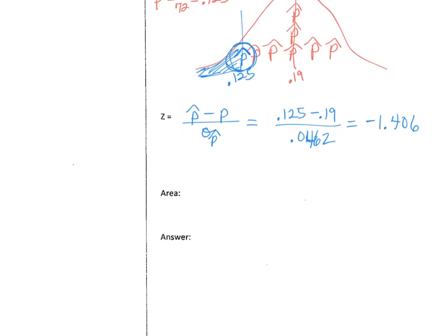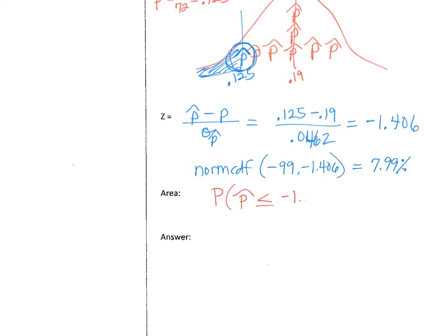So let's go ahead and get our area. To get our area, we're going to norm CDF from negative 99 up to this negative 1.406, and that is somewhere around 7.99%. And so we're going to then give our answer. The probability that I get a p-hat that is less than, actually it could be equal to, but when we do normal models, we don't quibble about this little equal to. It's so slight of an amount, is 7.99%, okay?